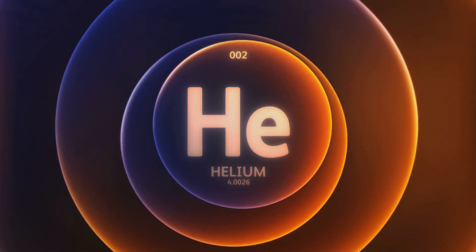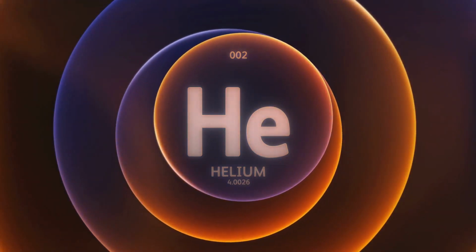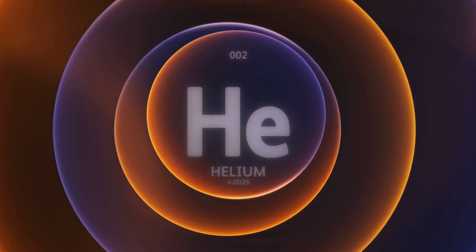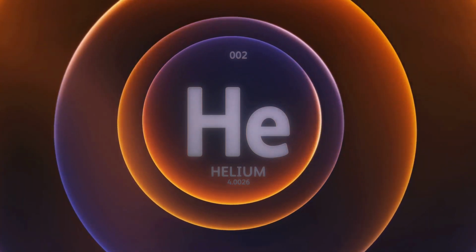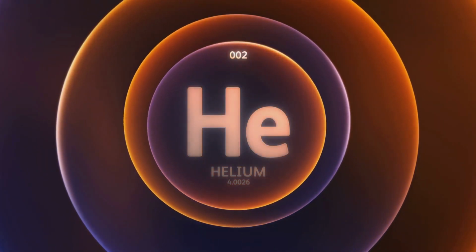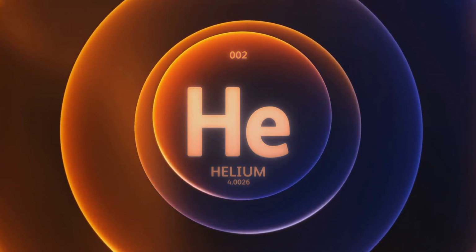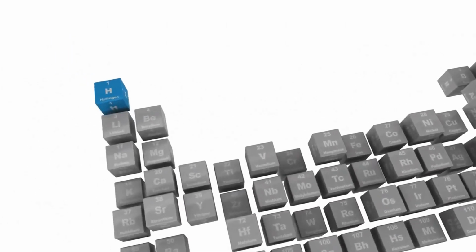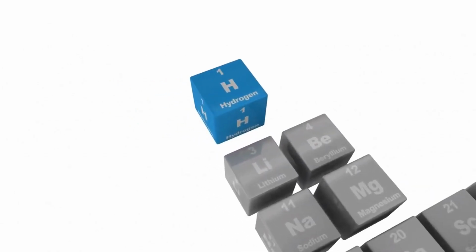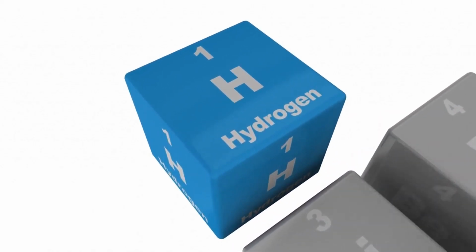Then we journeyed across a single period from hydrogen to uranium. With each step, we saw the diversity of elements, from gases to metals, each with unique properties and applications. Hydrogen, the lightest and most abundant element in the universe, powers the sun and the stars. Uranium, heavy and radioactive, fuels nuclear reactors and atomic bombs.